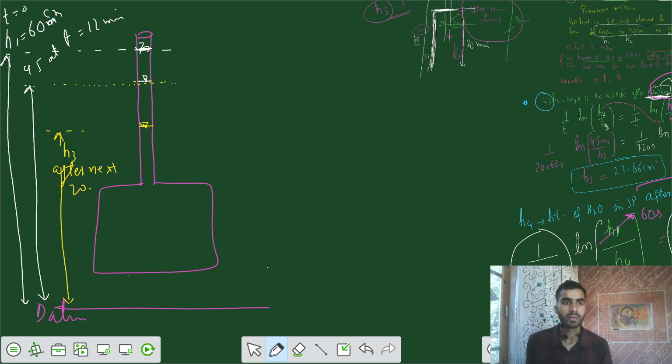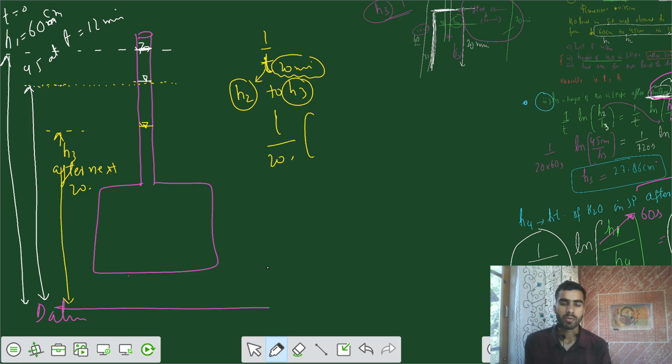So in that condition, for calculating by time, my time interval is from the height h2 to h3, because we are talking about the next 20 minutes. So I have to write 1 by 20 minutes of ln of h2 by h3 is equal to the basic one that was given to us, ln of 60 by 45. That is h1 by h2.